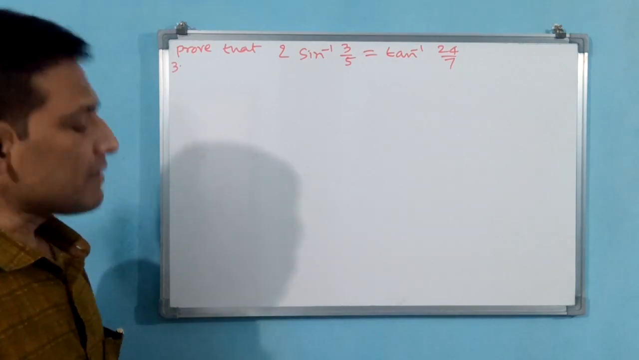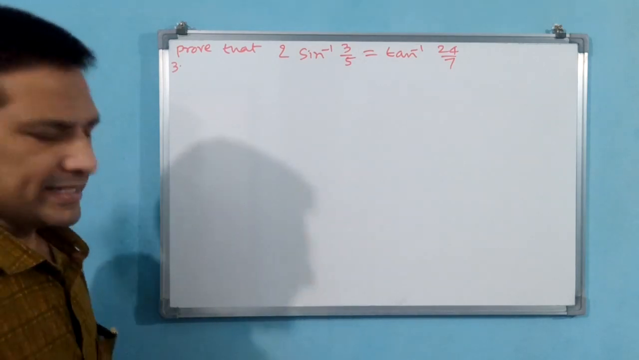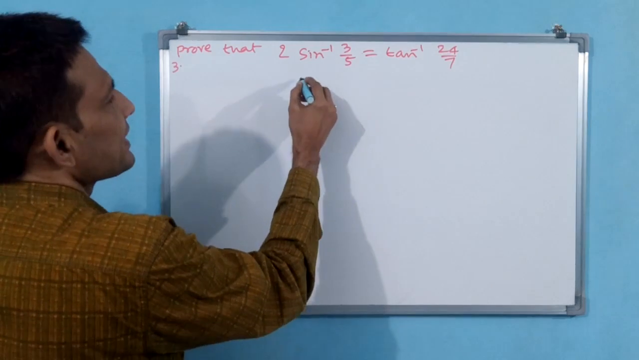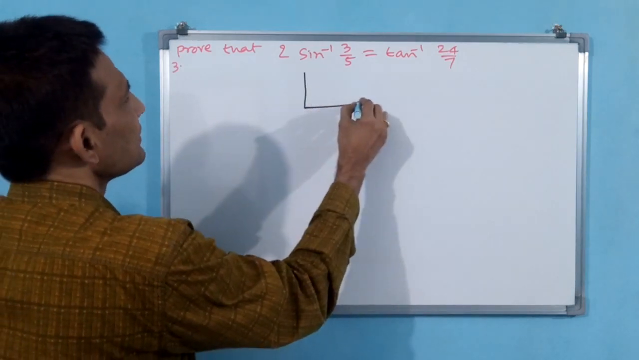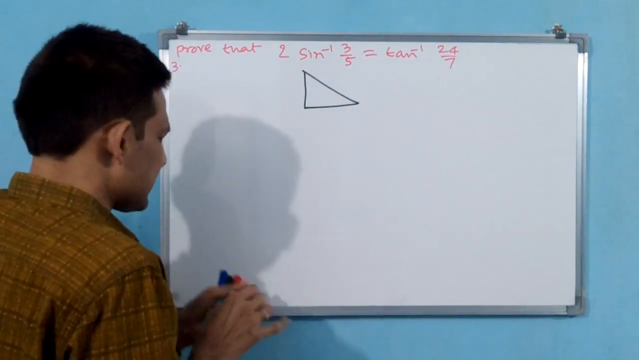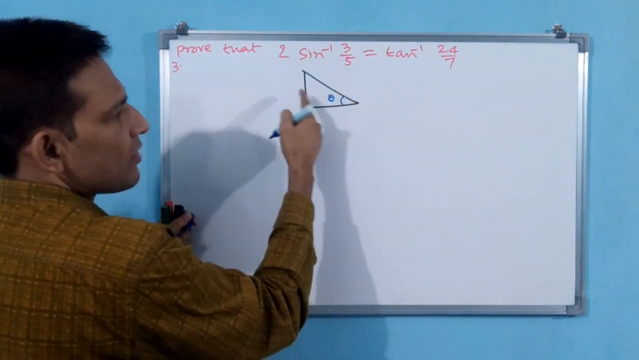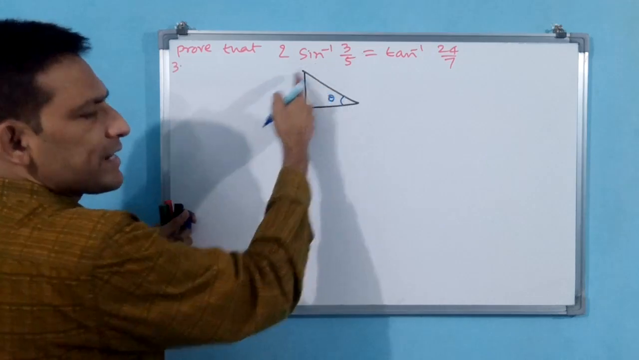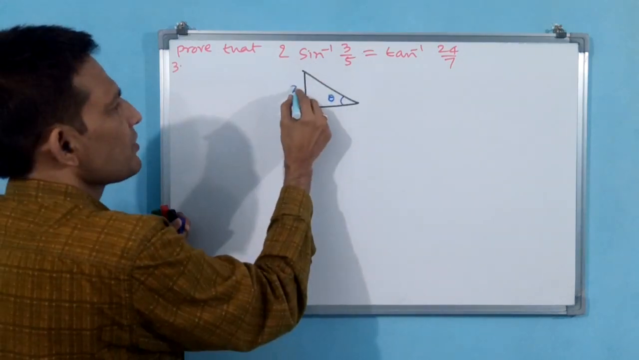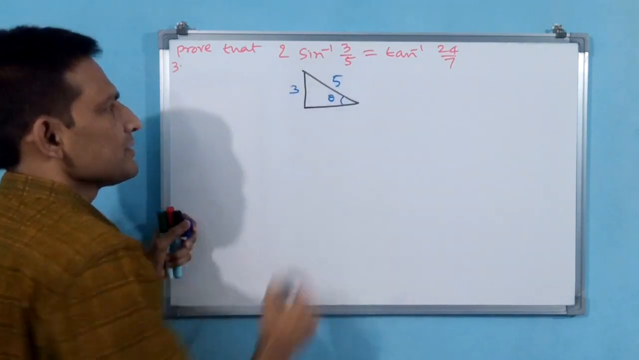How to convert this sin into tan? Right angle triangle, I said. I am drawing the right angle triangle again, you see. This is the right angle triangle. This is angle theta, and this is the side opposite to angle theta. See, sin means opposite by hypotenuse. Opposite side is 3, 5 is hypotenuse.